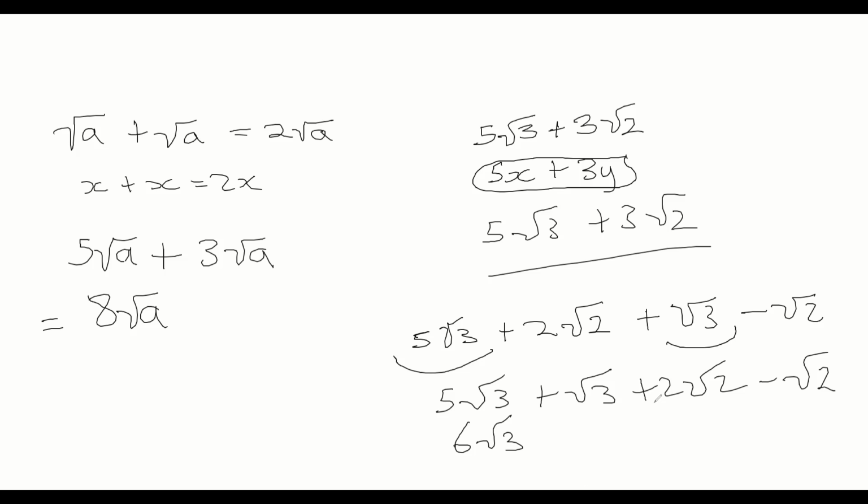And here we have 2 root 2, take out 1 root 2, which will give us positive root 2. Because 2 root 2 take out 1 root 2 will give us 1 root 2. And that's what we have here: 6 root 3 plus root 2.